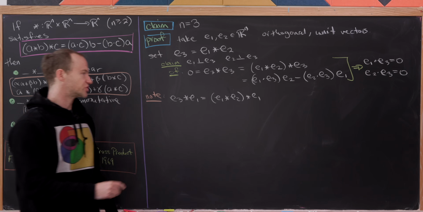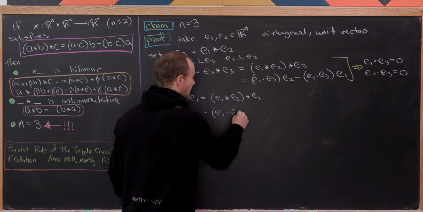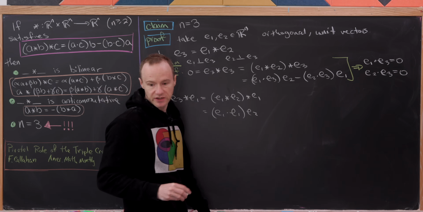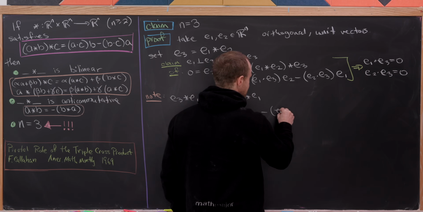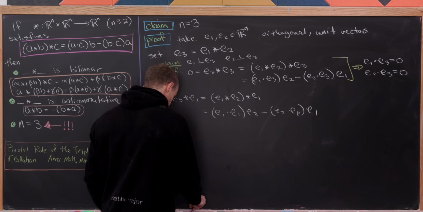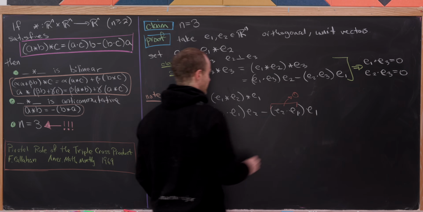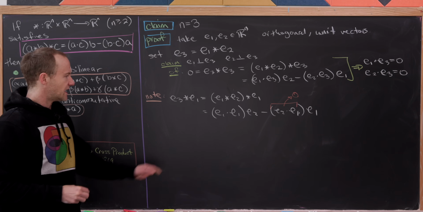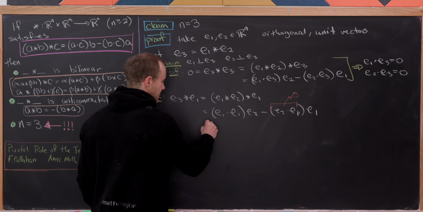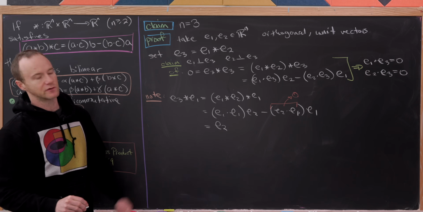And now let's use the triple product identity here. So that's going to give us E1 dot E1 in the E2 direction, and then minus E2 dot E1 in the E1 direction. But we know E2 dot E1 is equal to 0 because those are orthogonal. Then we know E1 dot E1 is 1, so this is E2, but that's not the 0 vector.